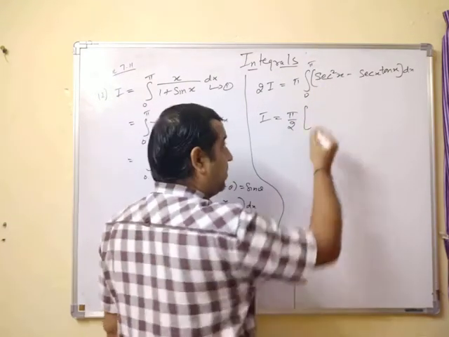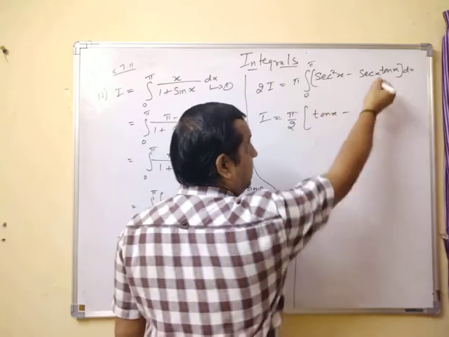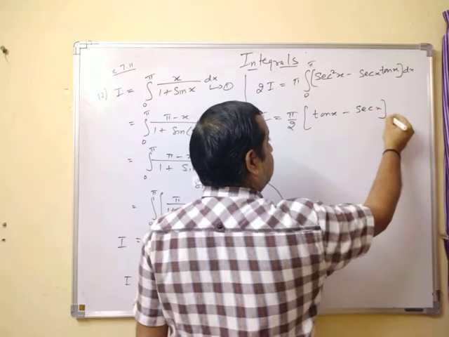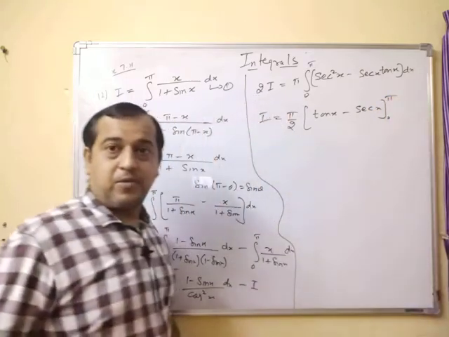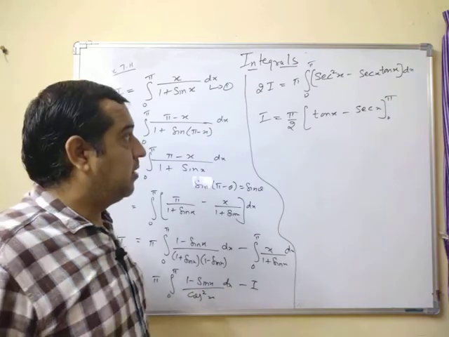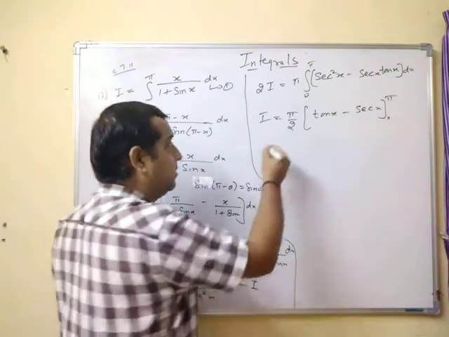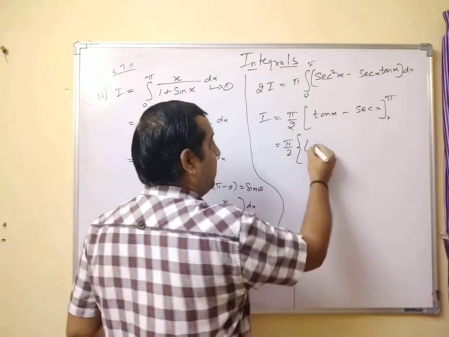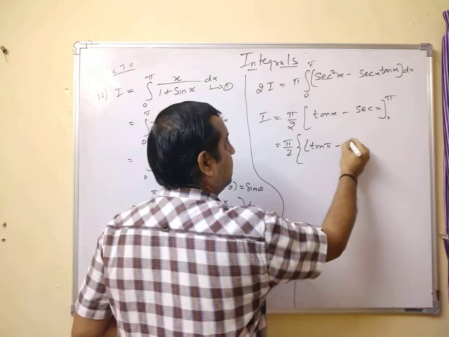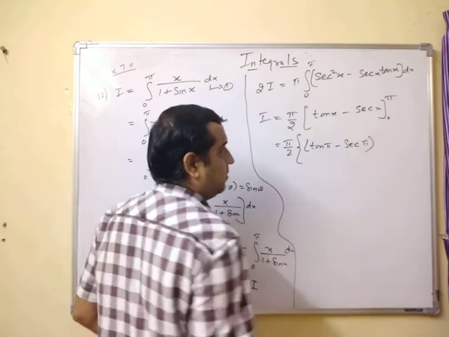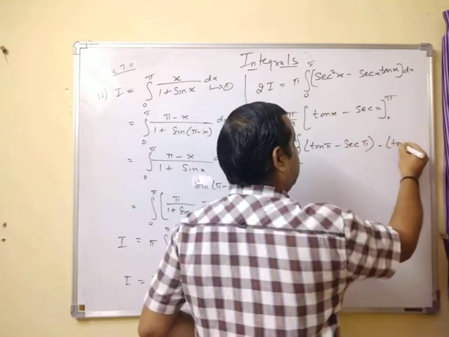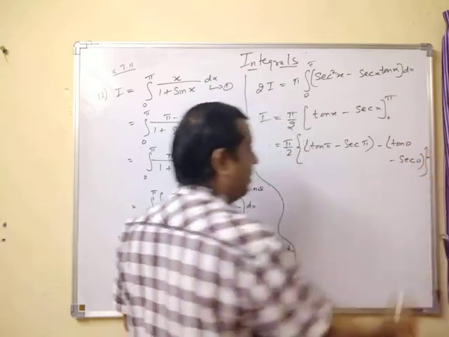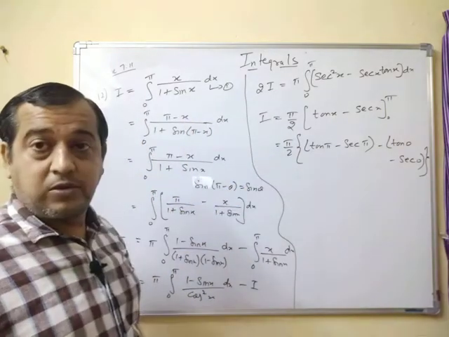As far as integral of sec square x is concerned, you get tan x. And as far as sec x tan x is concerned, integral is sec x. Limits running from 0 to pi. Okay, clear? Now apply the limits. Upper limit minus lower limit. That gives you pi by 2, tan pi minus sec pi, this is upper limit, minus tan 0 minus sec 0. This is lower limit. And for both, pi by 2 is common.